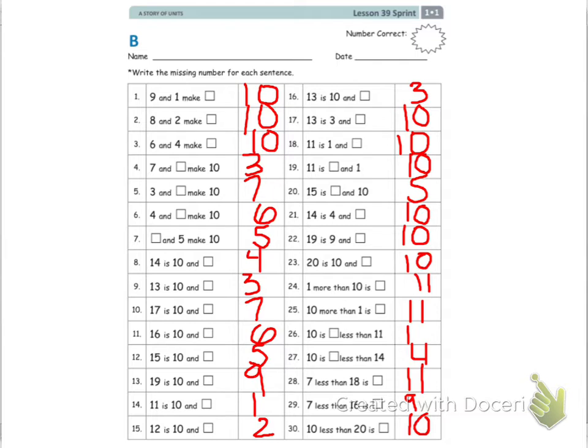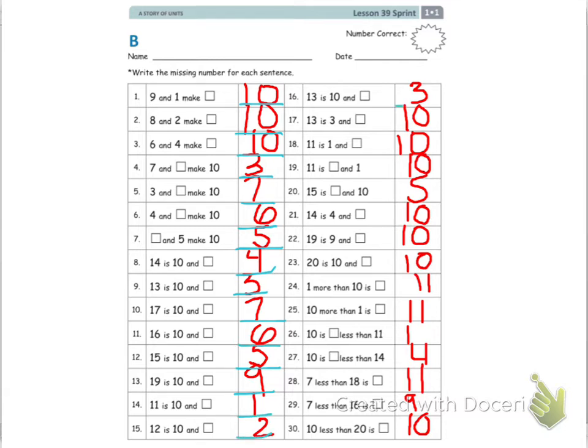So, number 1 is 10. Number 2 is 10. Number 3 is 10. Number 4 is 3. Number 5 is 7. Number 6 is 6. Number 7 is 5. Number 8 is 4. Number 9 is 3. Number 10 is 7. 11 is 6. 12 is 5. 13 is 9. 14 is 1. 15 is 2.